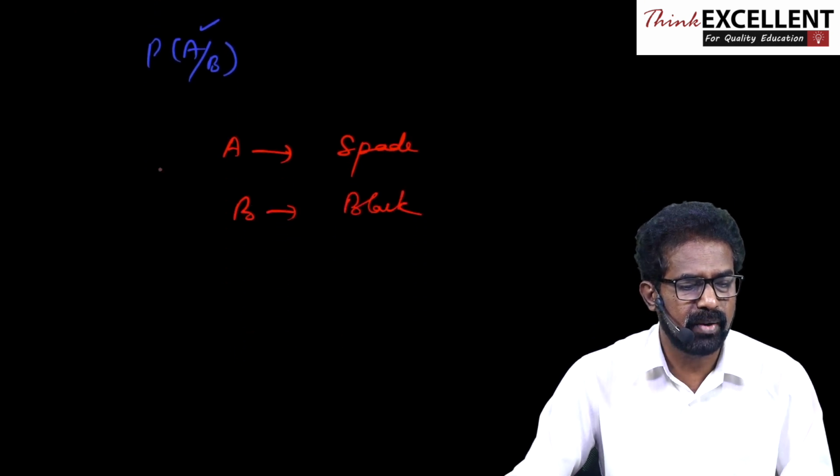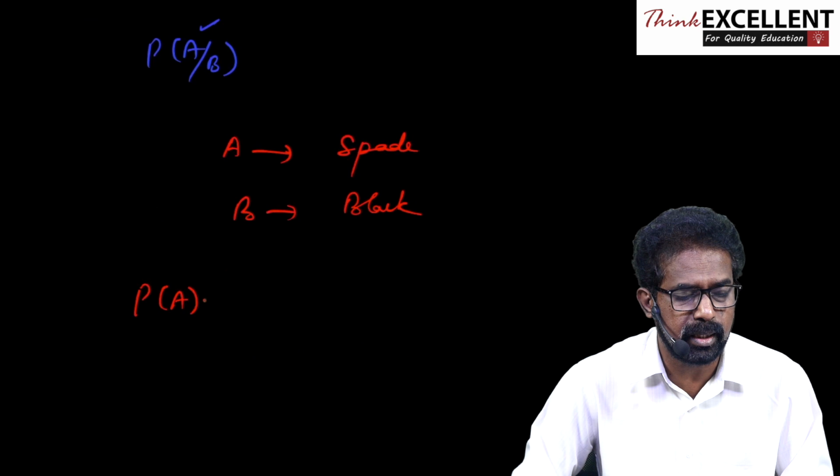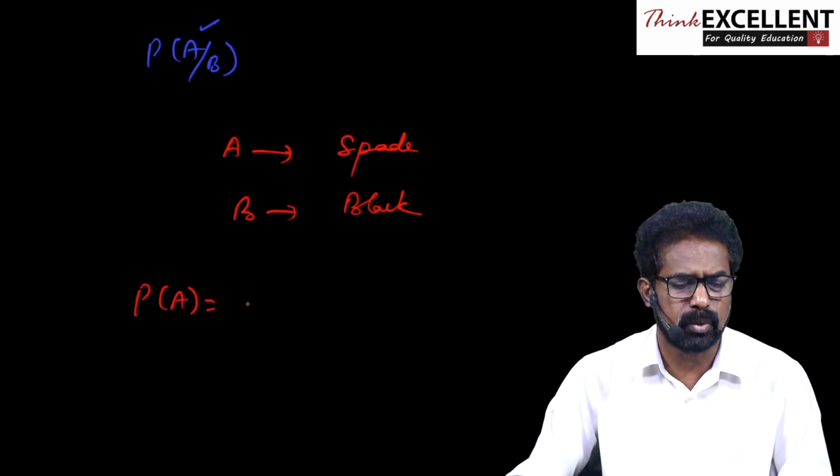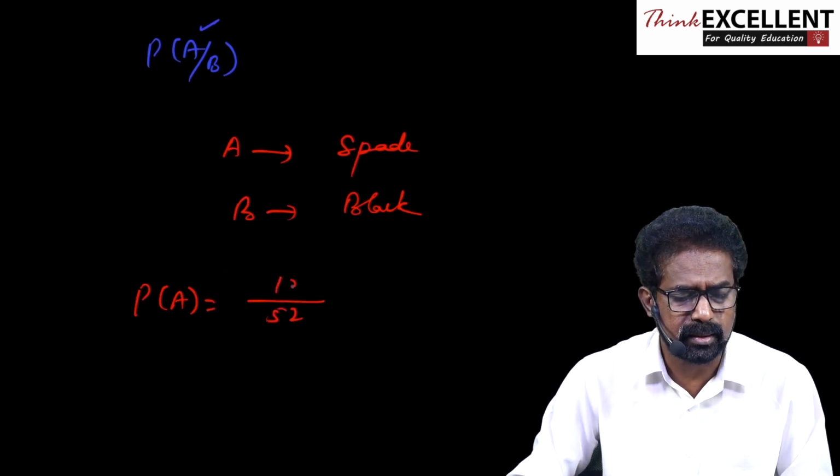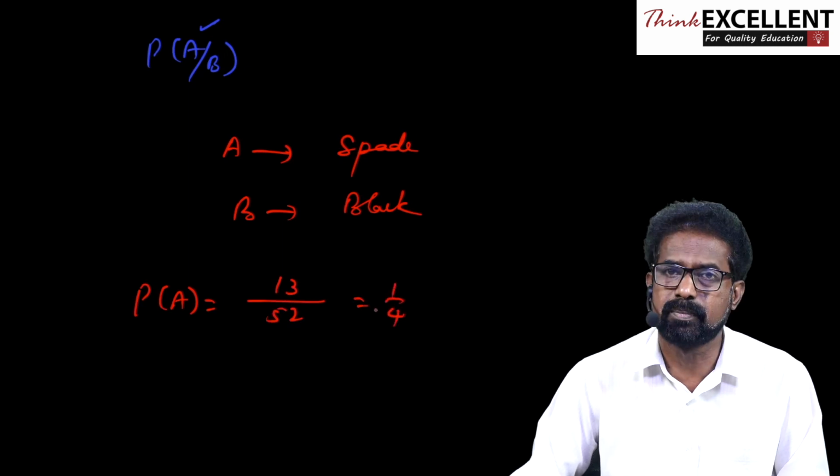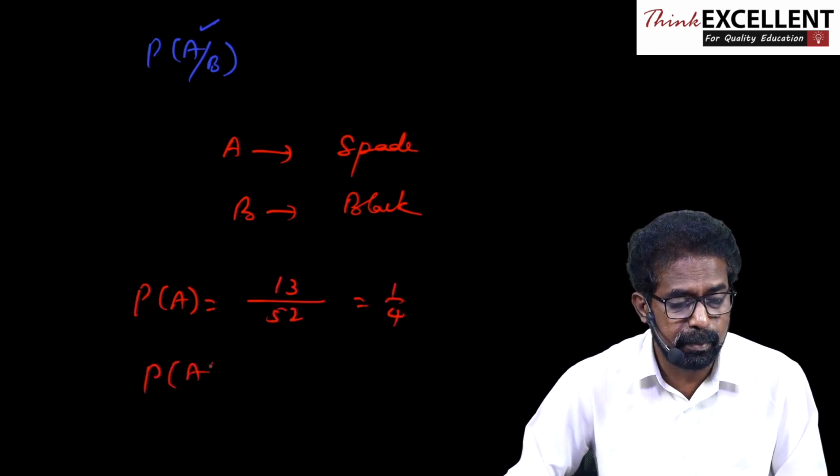See, suppose if I want to find P of A, what's the meaning? Probability of getting a spade card. Total cards 52, spade cards 13. Your answer is 1 by 4, correct? Suppose I want P of A given B. What's the meaning of this?